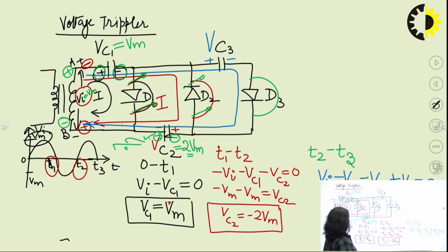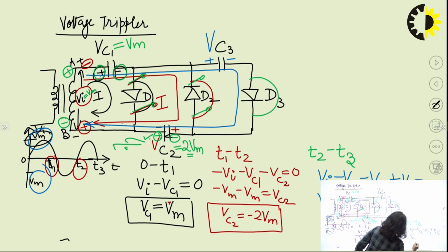Vi is equal to Vm. Here you can see this value is Vm. So Vi is Vm. Vc1 is also Vm minus Vc3, and Vc2 is equal to 2Vm.